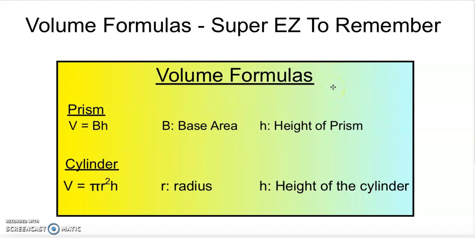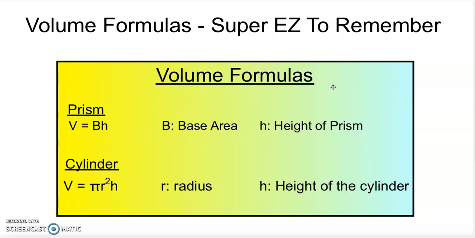The formulas we're going to focus on just in this presentation are volume for prisms and volume for cylinders. And even though the formulas look different, I really want you to think of these formulas as the same, because basically all you have to do is find the area of the base, whether it's a prism or a cylinder, and then multiply that number times the height, and that's going to give you the volume.